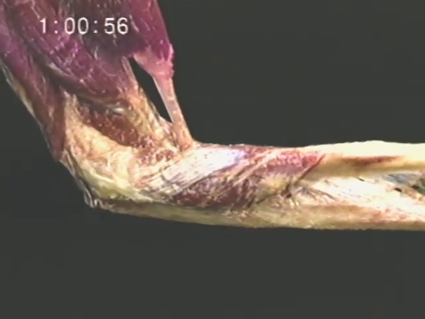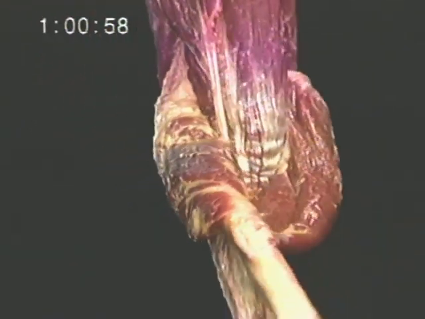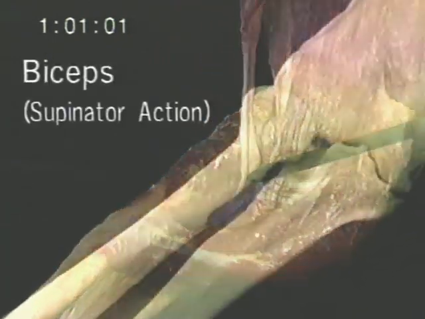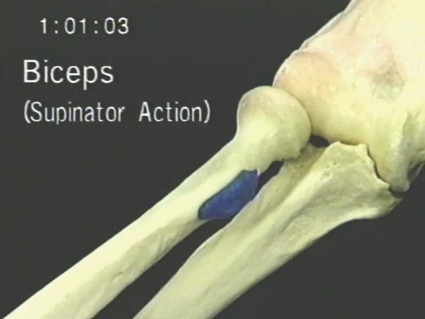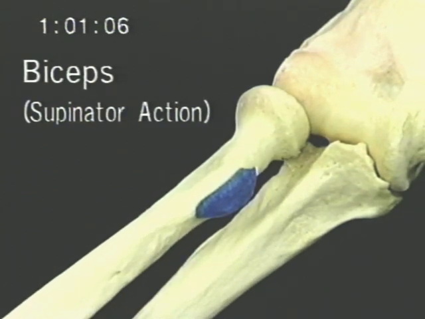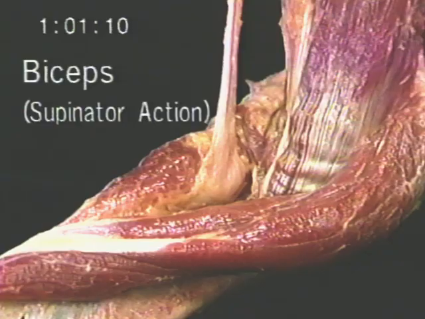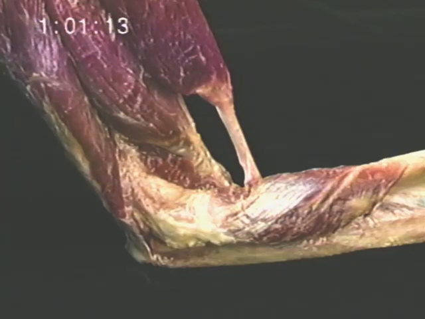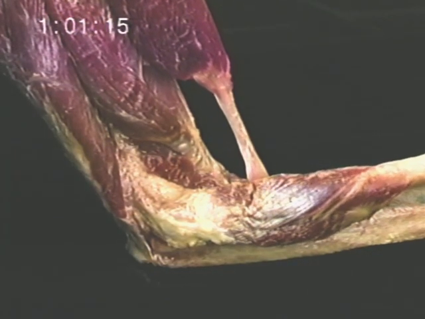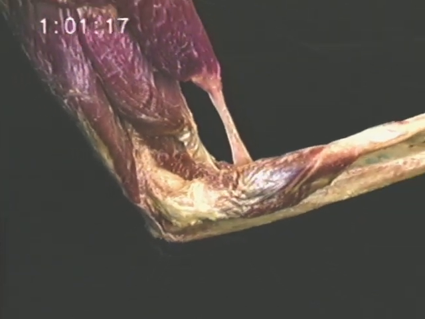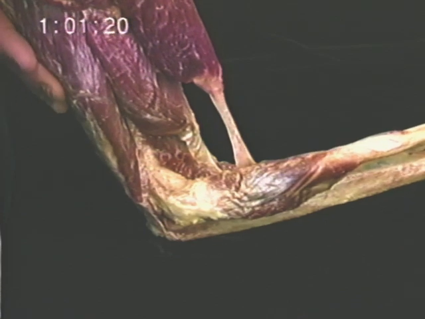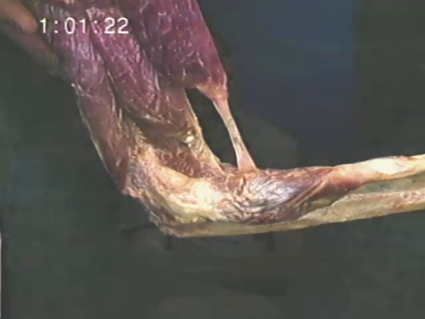The other supinator muscle we know about already. It's the biceps. The insertion of the biceps on the radial tuberosity gives it plenty of power to rotate the radius, especially when the elbow is flexed. When the biceps is working as a supinator, its flexing action is held in check by the simultaneous action of the triceps. Because of the great strength which biceps contributes, supination is a more powerful action than pronation.